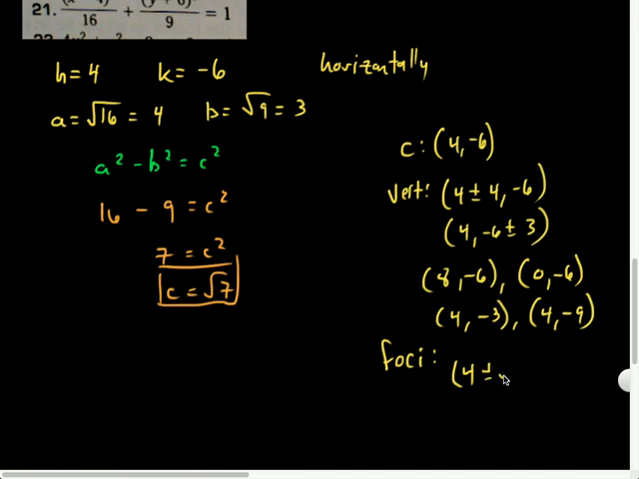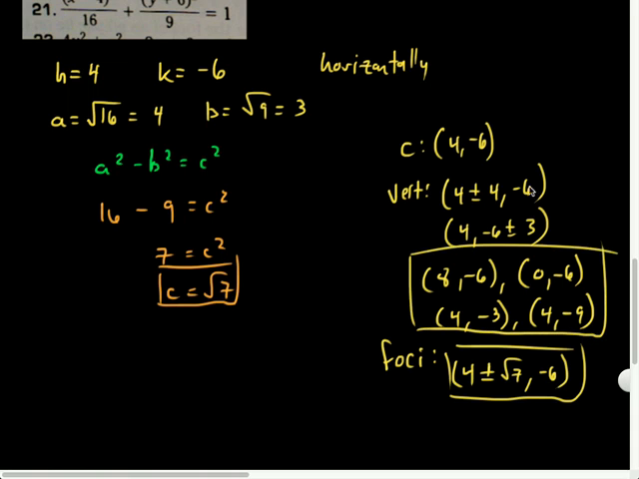All right, so that's why if it's horizontally oriented, we'd add and subtract C to the x coordinate. So plus or minus the square root of 7, comma, negative 6. And in fact, that's fine, just leaving it that way. So those are those. And let's see, did they want us to graph this guy? I think so. Yeah, they did.